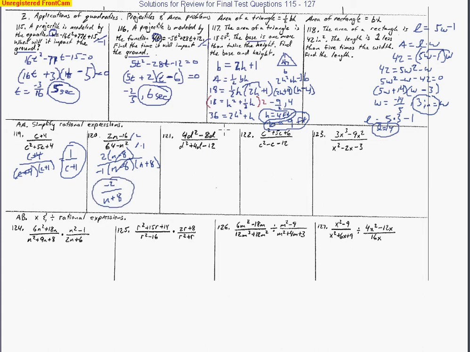Next one, take out the common factor again. 4d is the big number there. So when you take out that 4d, what's left over is a d minus 2. Well, down below it's a trinomial. It factors as two binomials, d plus 6 and d minus 2. So we get those d minus 2s to cancel. 4d over d plus 6 is our answer.